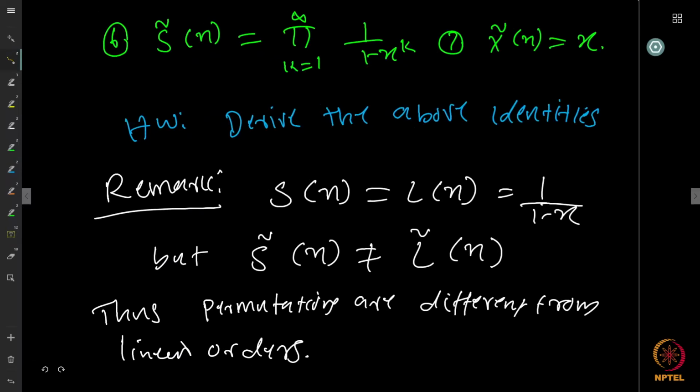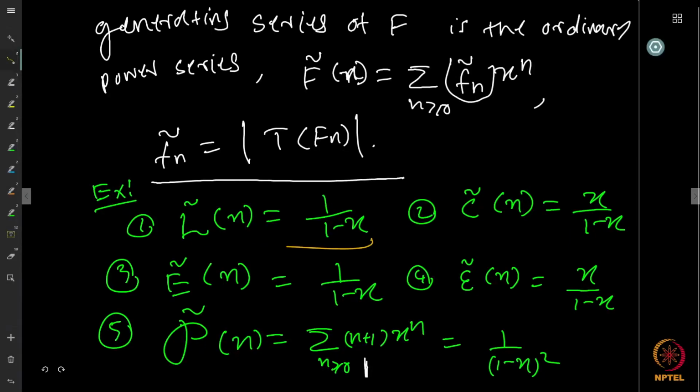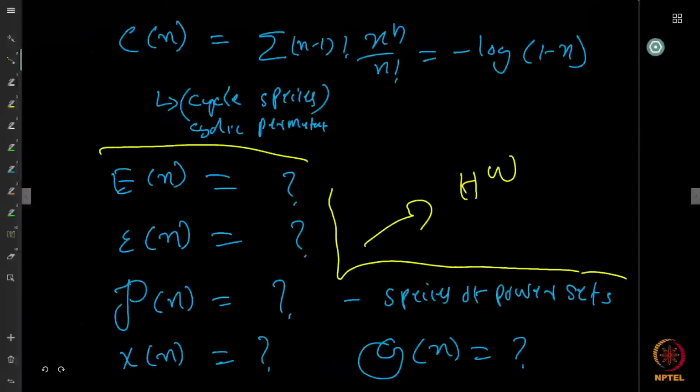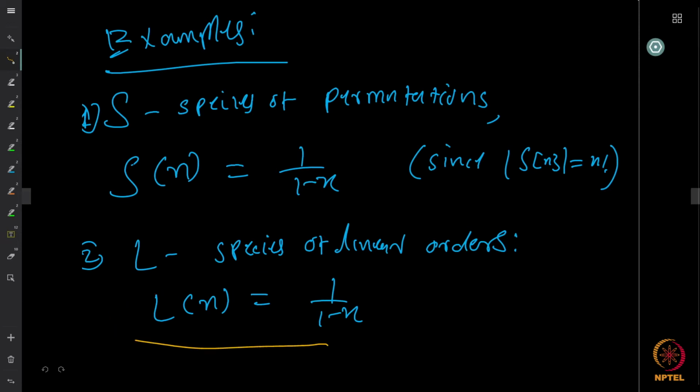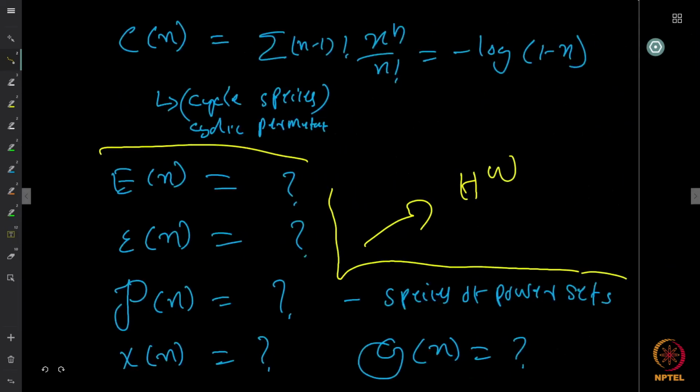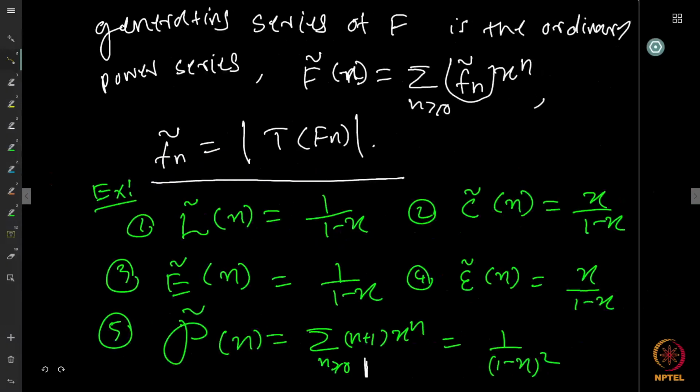So maybe I should just mention one more thing. See, S of x and L of x were 1 by 1 minus x. And L tilde of x was also 1 by 1 minus x. This should not confuse you. Because here L of x is 1 by 1 minus x as it was the exponential generating function, and we were actually dividing by n factorial. On the other hand, here we have the ordinary generating function where we are not dividing by n factorial, therefore the count is 1.